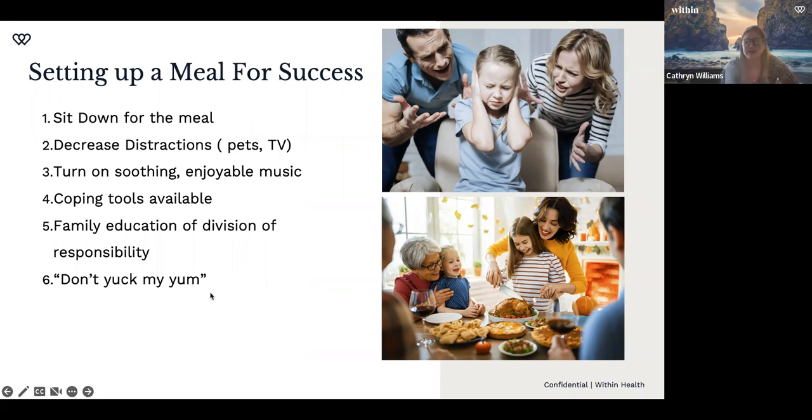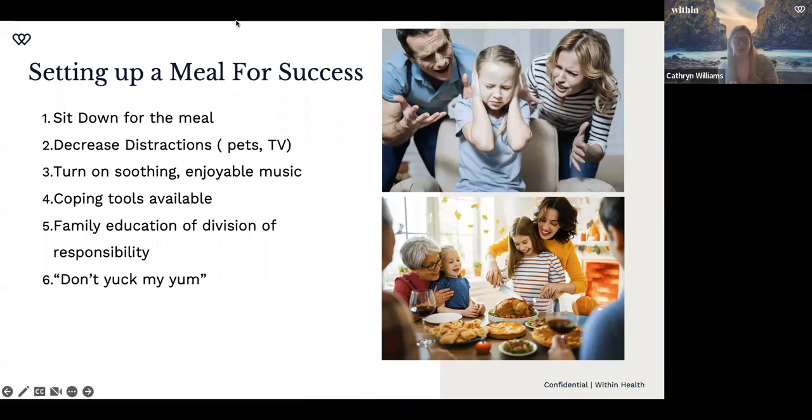So I'm not sure if anyone has read it before, but one of my favorite resources with ARFID clients is Helping Your Child with Extreme Picky Eating. It's a step-by-step guide. And in this book, there are some very detailed tools that we can use when it comes to really setting up a meal for success.